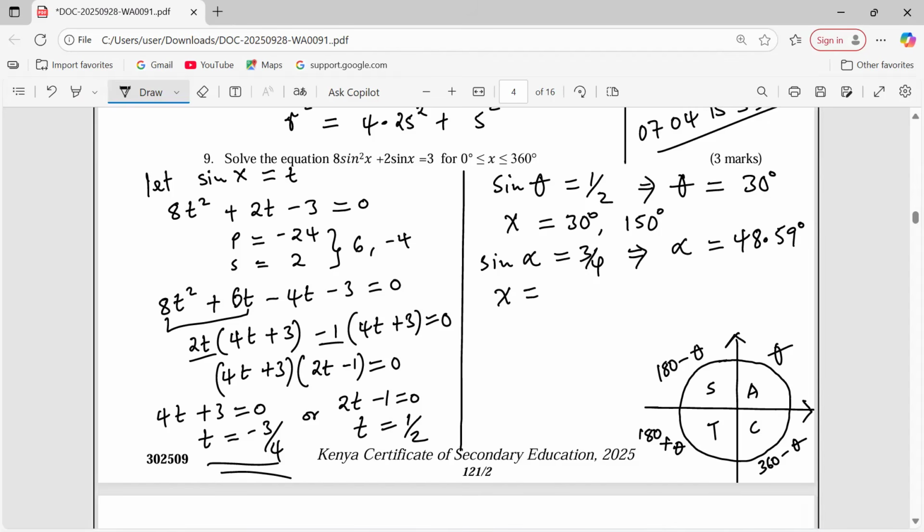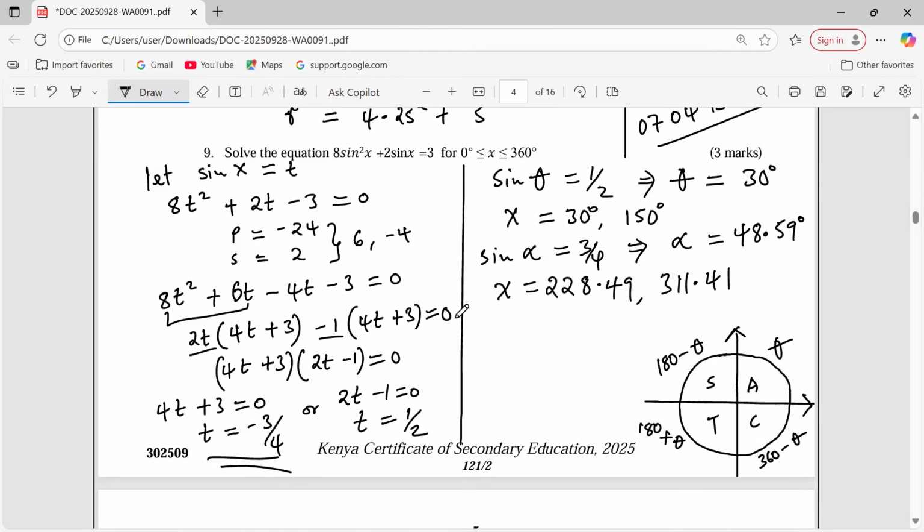Where are signs negative? In the third and in the fourth quadrant. So in the third quadrant, we take 180 plus 48.59. That will be 228.59. Then in the fourth quadrant, we need 360 minus 48.59, giving us 311.41.